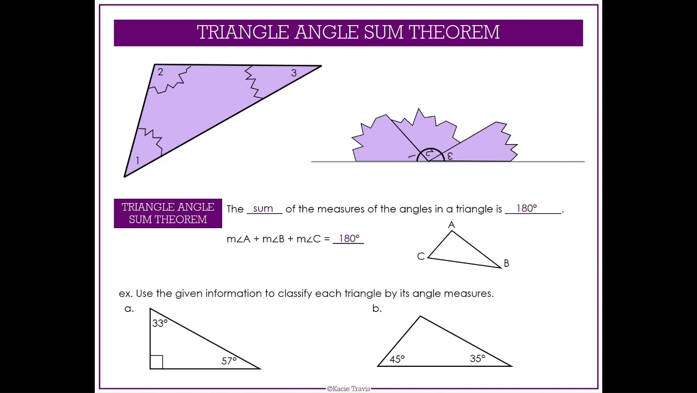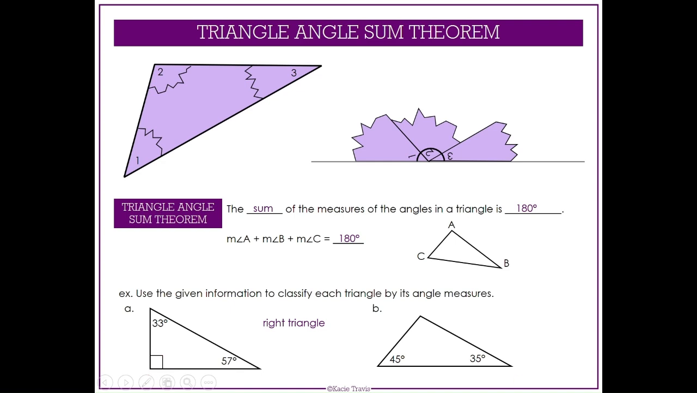Alright, with that in mind, we got two triangles here, triangle A and triangle B. How will we classify these? First, we look at the angles that are inside of the triangles. If we got three angles, we can figure out what kind of angles they are and what type of triangle this is. So for A here, we got a 33, we got a 57, and we got a right angle box. That means that this is a right angle, aka 90 degrees, which means we got ourselves a right triangle.